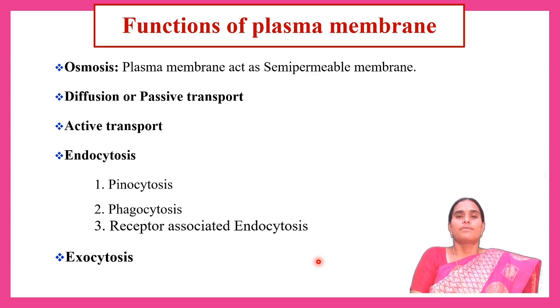Functions of plasma membrane. Plasma membrane performs various functions. Firstly, it gives shape and support to the cell and it protects from the outer cellular space. And it also forms cytoplasmic bridges and microvilli-like structures.